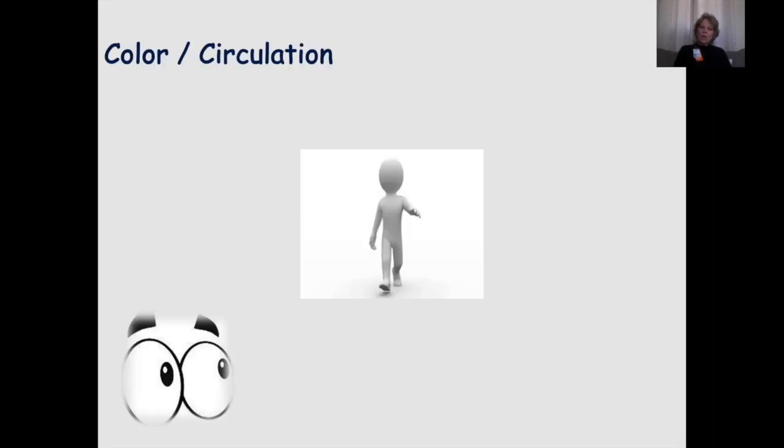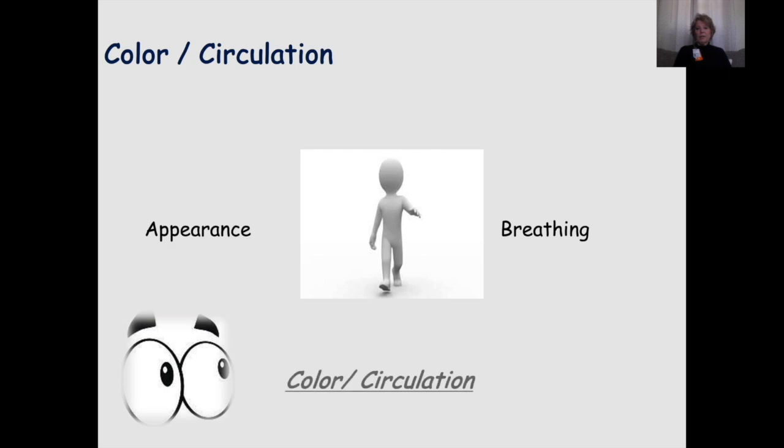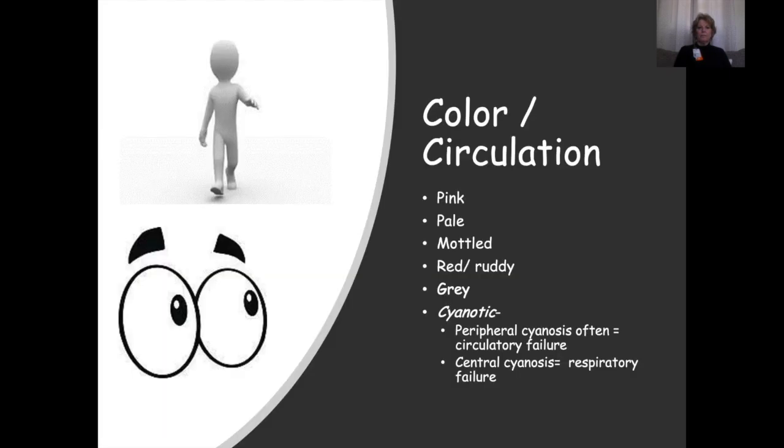So what about color? As you're approaching this patient, what is their color? What is their circulation as evidenced by their color? Pink is usually the goal, right? If they're pale, oftentimes they could be lacking volume or perfusion. Mottled, they could be red or ruddy. These are kids that can fool us.